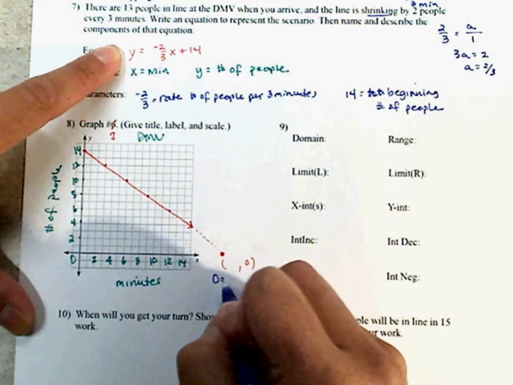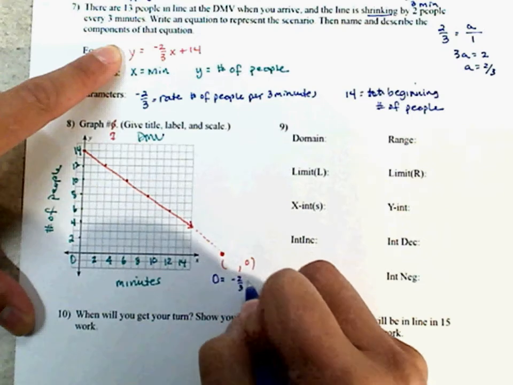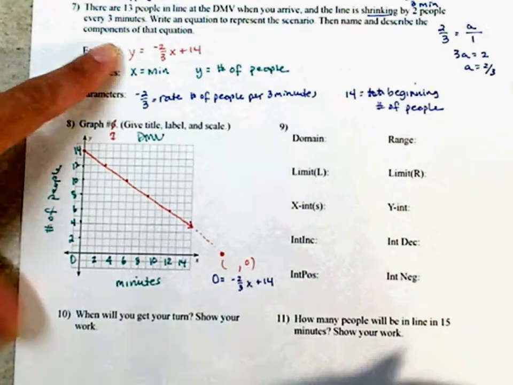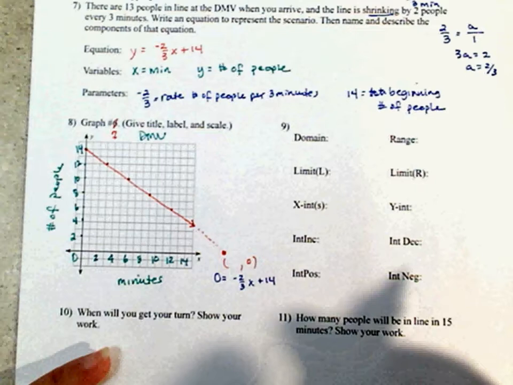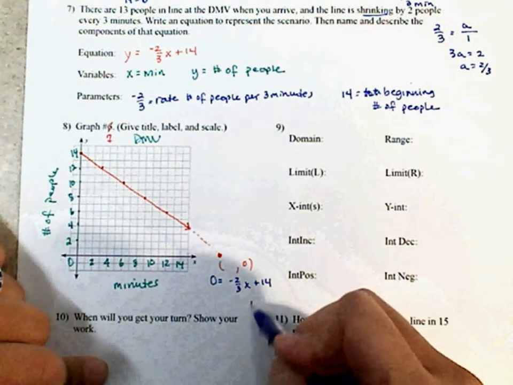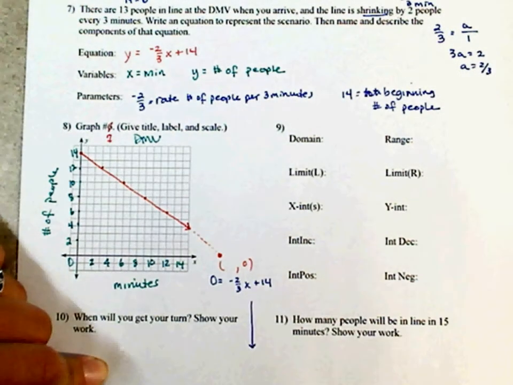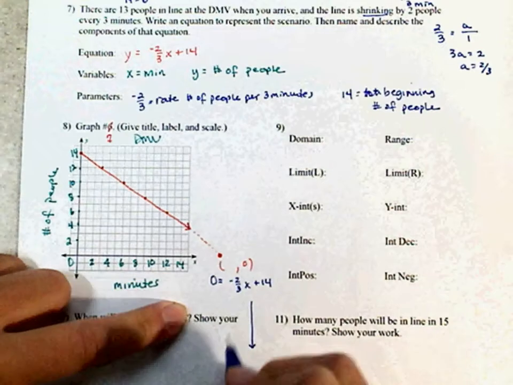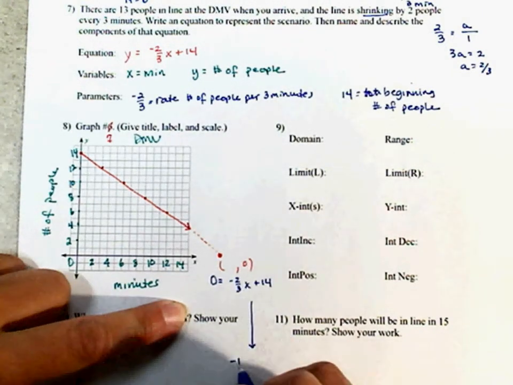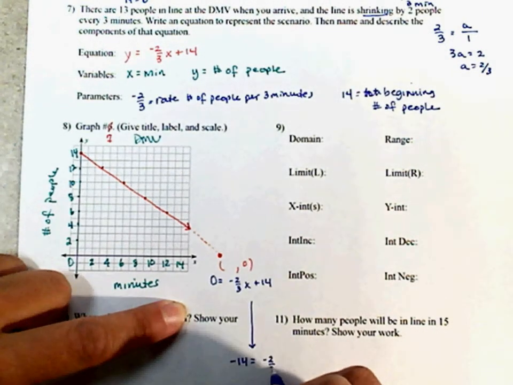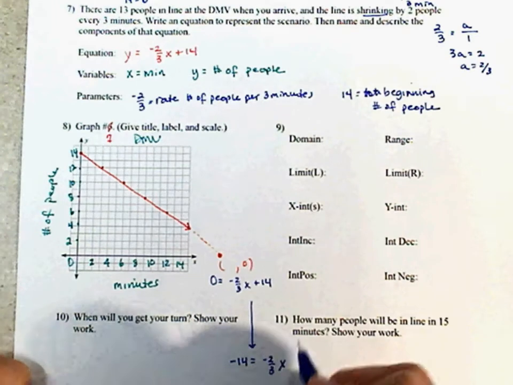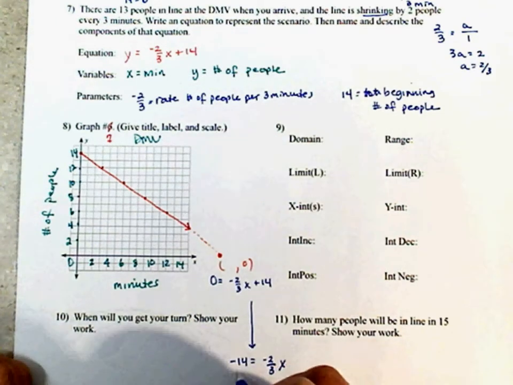0 equals negative 2/3 x plus 14, okay? Now I'm going to do my math down here in between because I don't have room. So minus 14 on both sides, so negative 14 equals negative 2 over 3x. Divided by 3, the opposite of that is times it by 3.